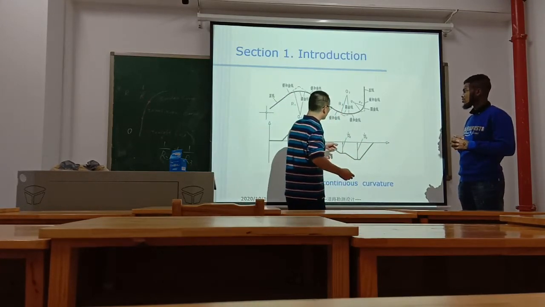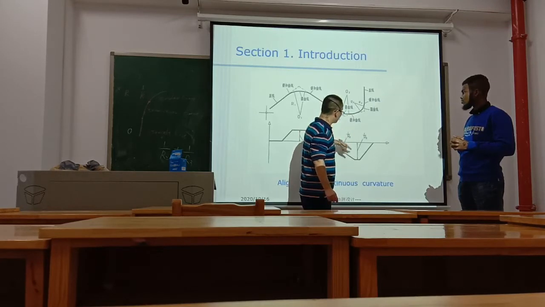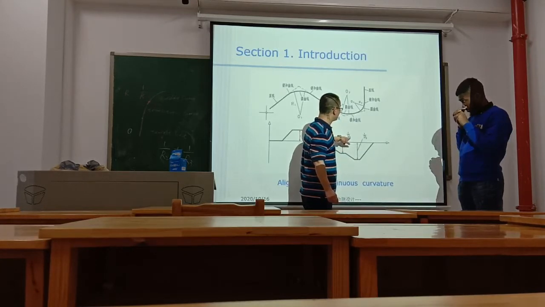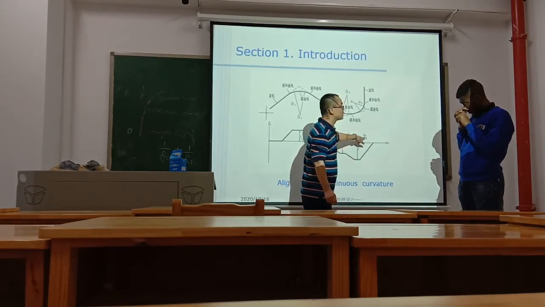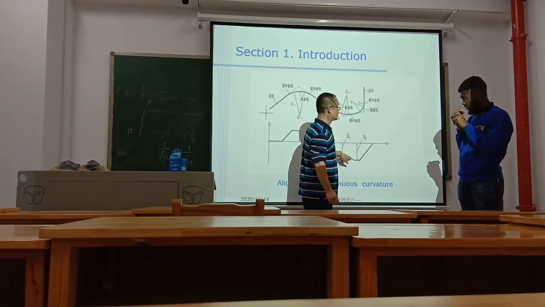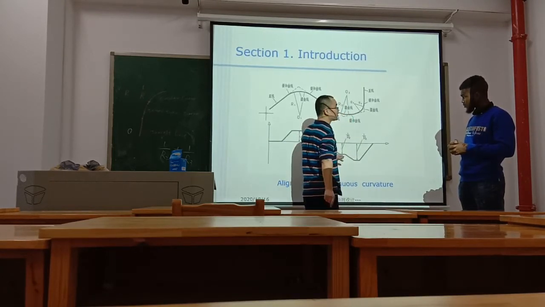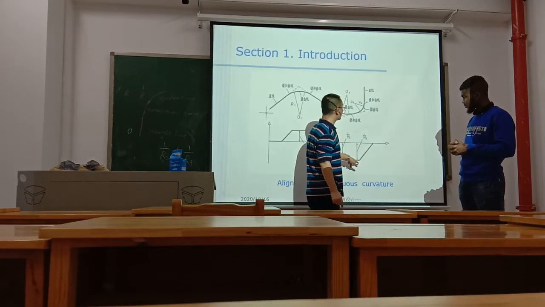So this transition curve, the curvature of this transition curve changes from 1 divided by R2 and 1 divided by R3 in this section. Transition curve. This is the R2 second curve. This is the R3 second curve.